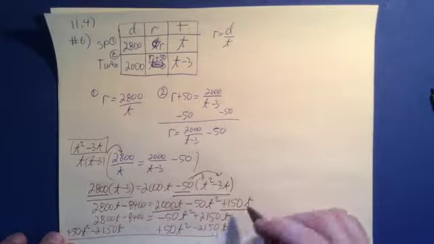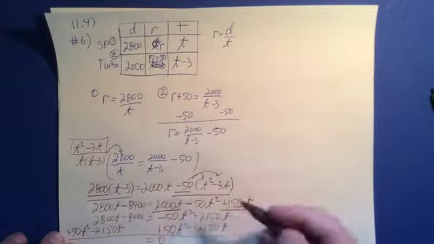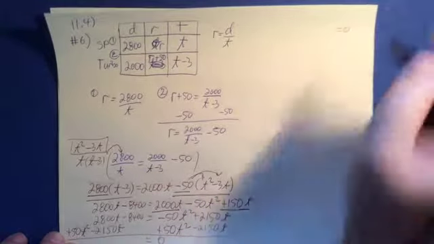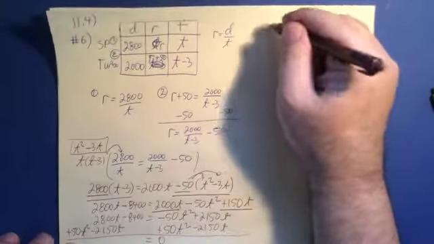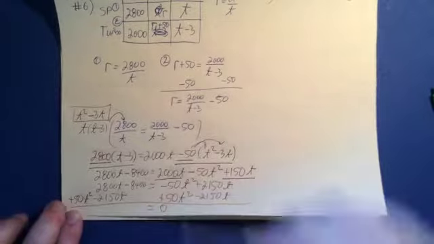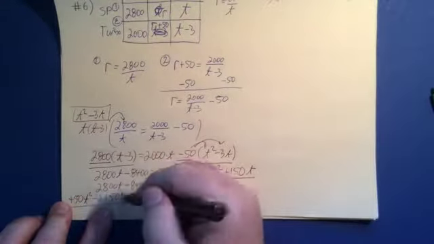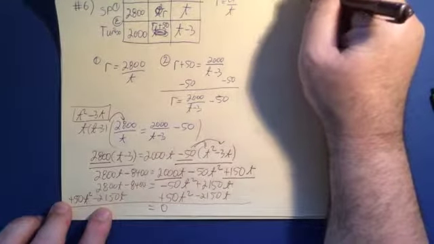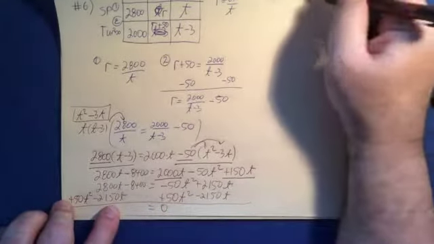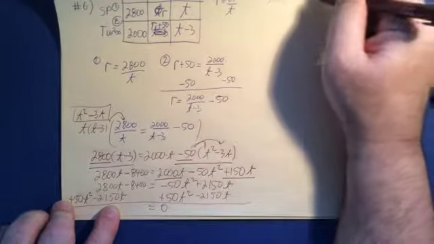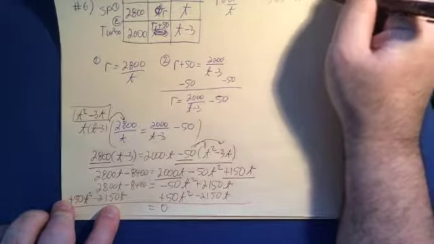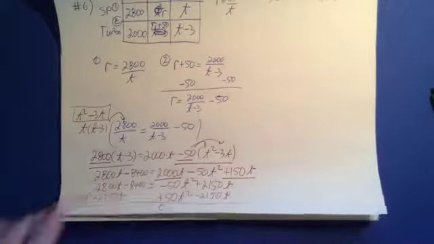I'm going to put the result of this on top. I know this is going to be 0. That's going to be 50. Let me just show this work here. 50t squared. 2,800 minus 2,150 is going to be plus 650. And then plus 650t minus 8,400 is going to equal 0.